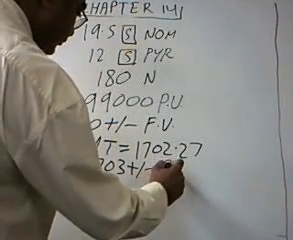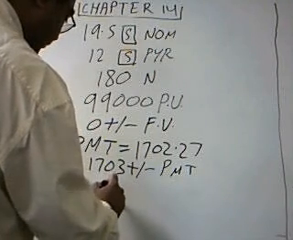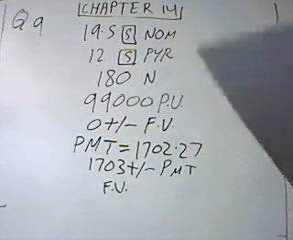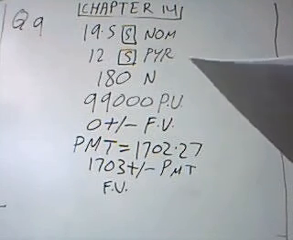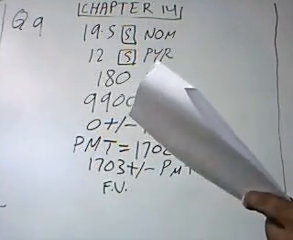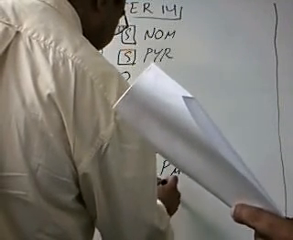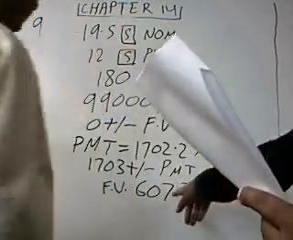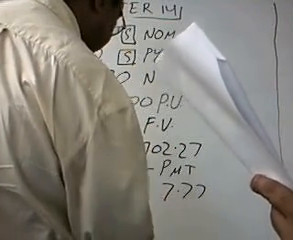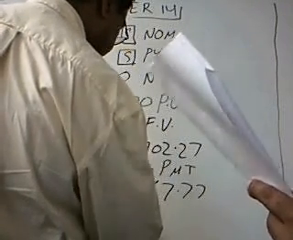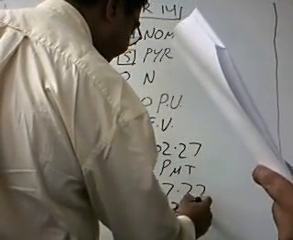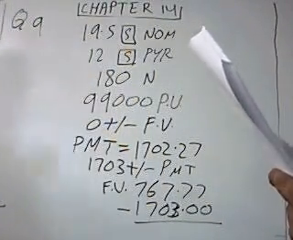Payment and future value we always do plus minus. And now, what's the future value? 767.77. That's the future value. But we have to find the final payment. So minus 1703.